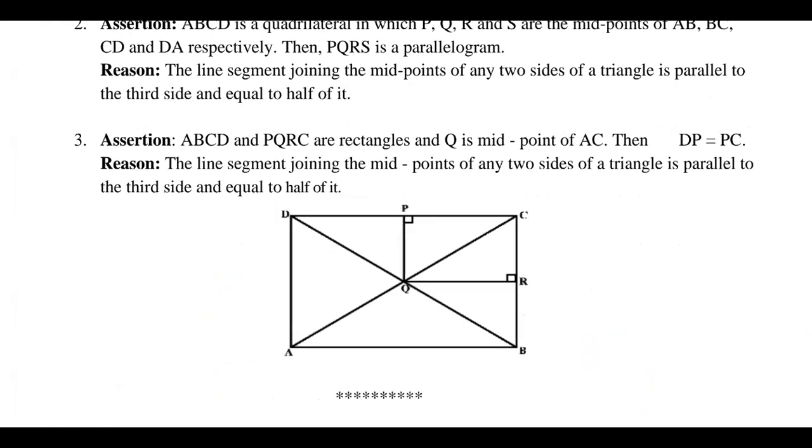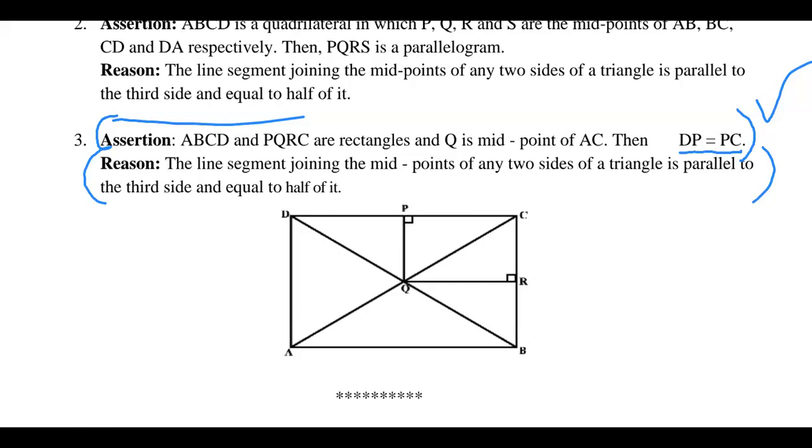DP is equal to PC. Is it? Yes, right? The assertion, this statement that they have made, the bold statement, is true. Now let's check whether the reason that they have given is correct or not. Come on, beta, read the reason. The line segment joining the midpoints of any two sides of a triangle is parallel to the third side and equal to half. Is this reason true or not?